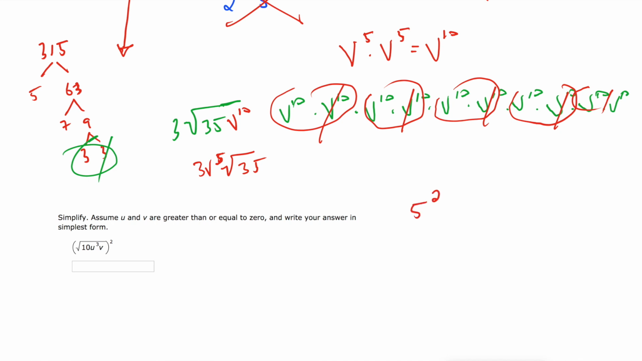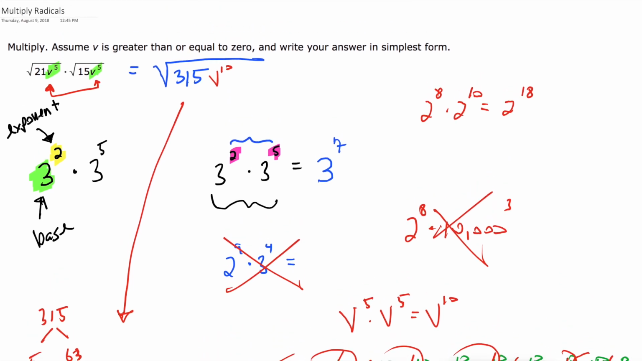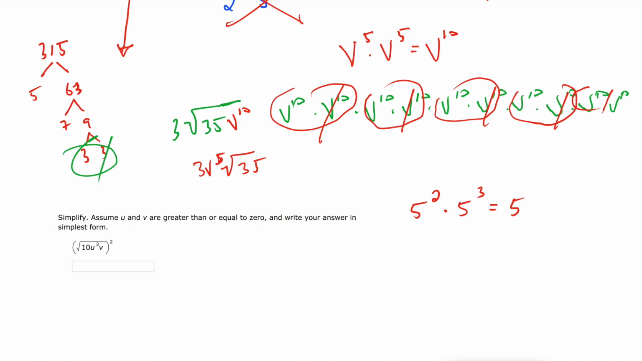5 squared times 5 to the third? What's that answer going to be? So if you have 5 squared times 5 to the third, what's the answer going to be? So these guys right here are called bases. And these guys are over here. 5 to the 5th. Okay. So when you multiply bases, do they have to be the same?